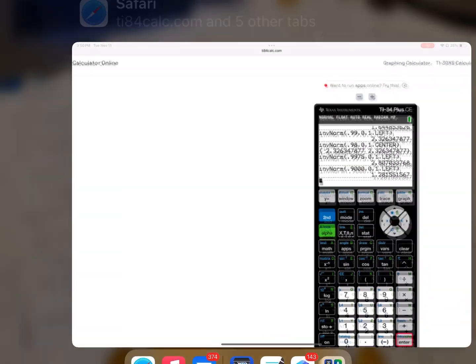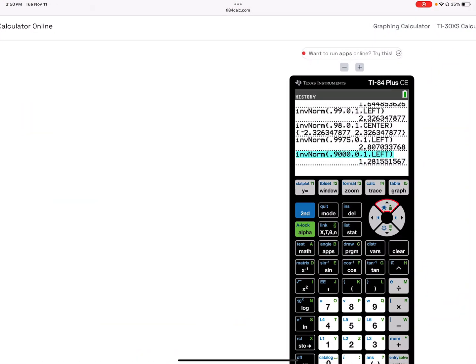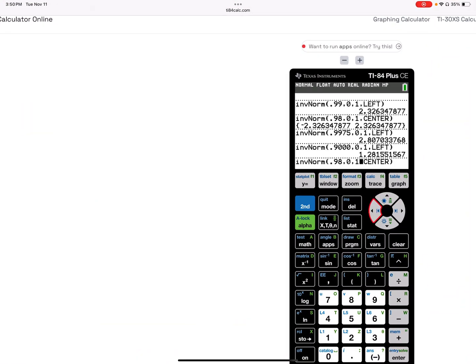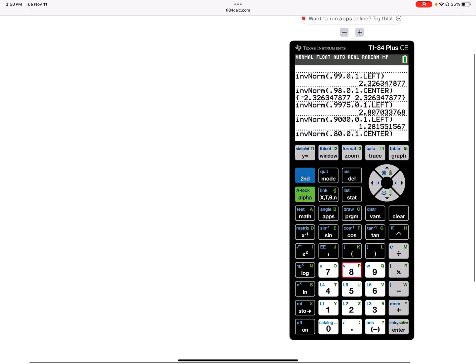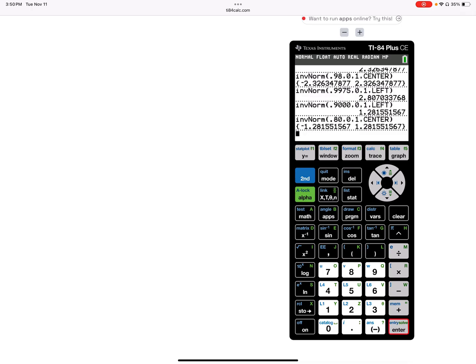If you do have the left, right, center, you are welcome to just do the center at what the confidence interval is that they tell you. Such as here, oh, it was 80. Okay, I should get the same thing, and sure enough, I do.